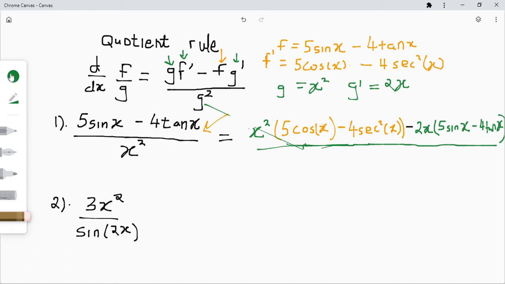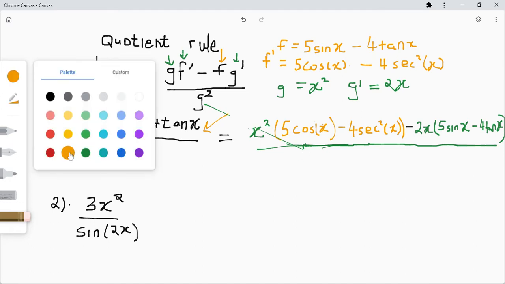At the bottom, we have to put g squared. So our g is x squared.